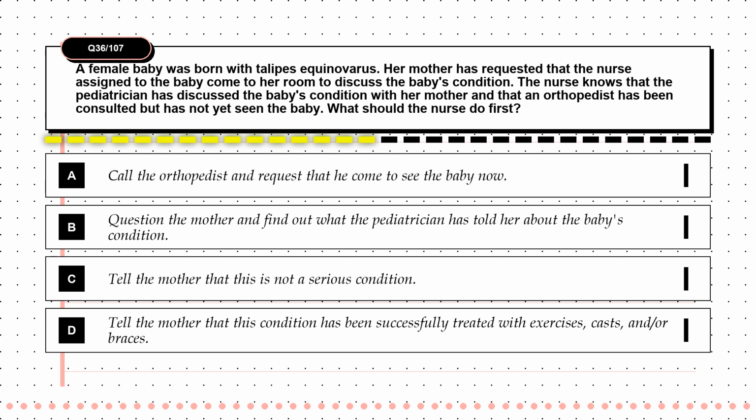Here are the options. Option A. Call the orthopedist and request that he come to see the baby now. Option B. Question the mother and find out what the pediatrician has told her about the baby's condition. Option C. Tell the mother that this is not a serious condition. Option D. Tell the mother that this condition has been successfully treated with exercises, casts, and braces.